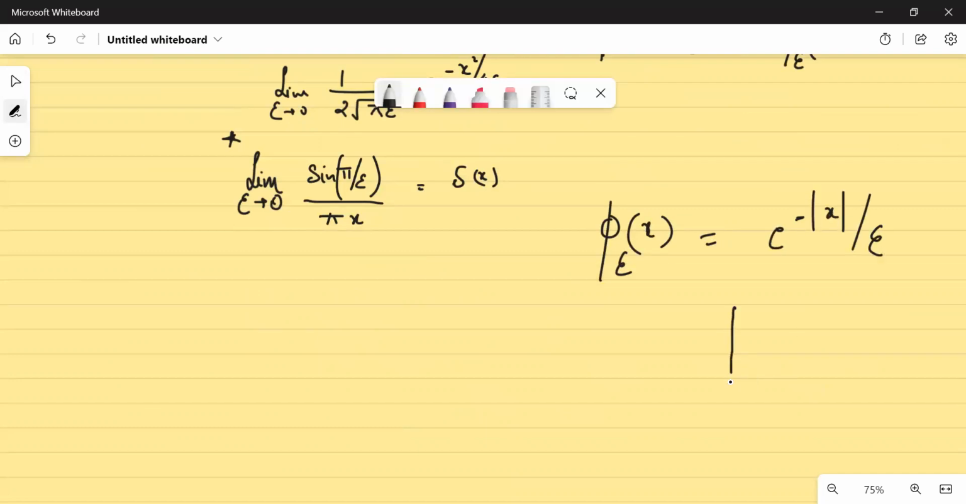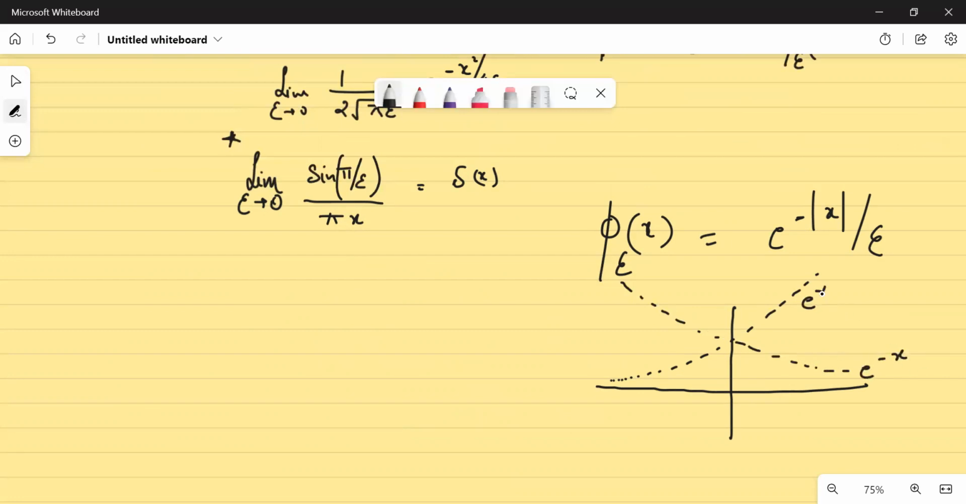So if I say, what is e raised to the power minus modulus of x? How to make a graph of it? If you just see, this is your e raised to power x I'm making, and this is your e raised to power minus x. So this is your e raised to power minus x. This is your e raised to power x.